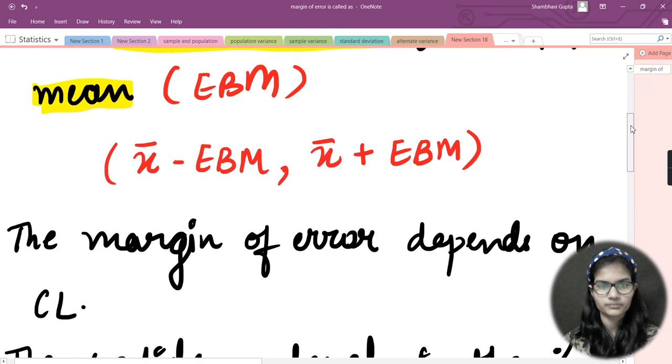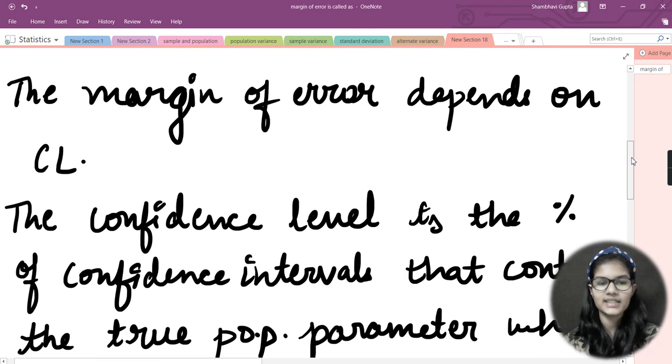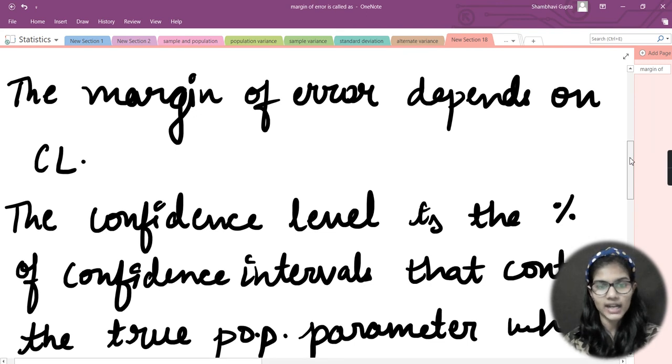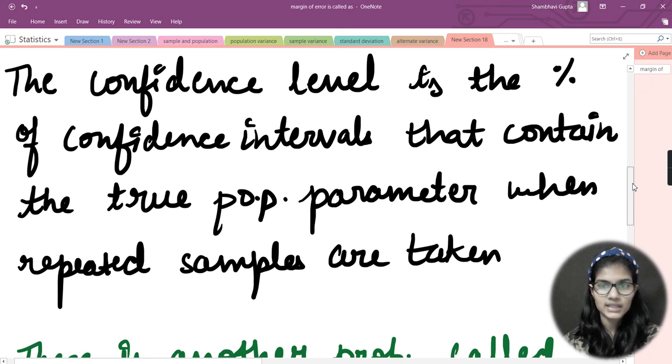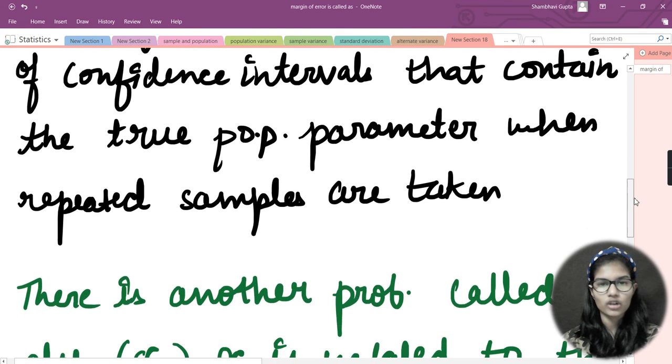Then the form which we saw yesterday, we converted into symbols: x bar minus EBM, comma, x bar plus EBM. Then we saw on what parameter the margin of error depends, and we found that it depends on the confidence level. And what is the confidence level? The confidence level is the percent of confidence intervals that contain the true population parameter when repeated samples are taken. So we have seen what the confidence level is.